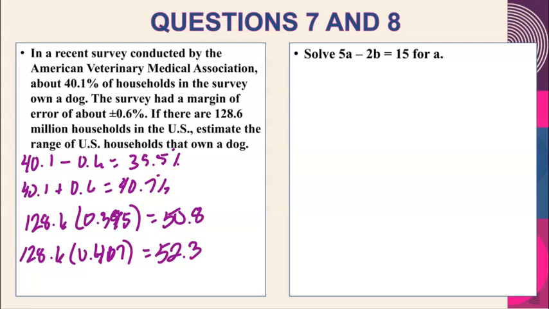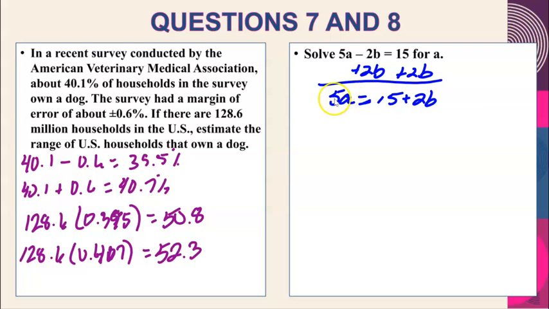Question 8. Solve 5a minus 2b equals 15 for a. That means we want to get everything away from the a. Our first step is to get rid of this minus 2b, so I'm going to add 2b to both sides. And this is going to give us 5a equals 15 plus 2b.